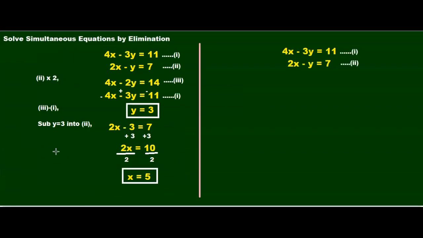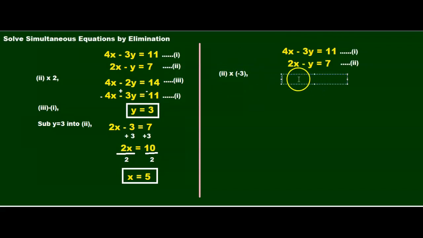Now, what if instead of multiplying equation 2 by 2, I multiplied equation 2 by 3 so that I could eliminate my y's? So let's try that instead. Equation 2 times 3. Actually, I'm going to multiply it by a negative 3 so I get a positive 3y there.